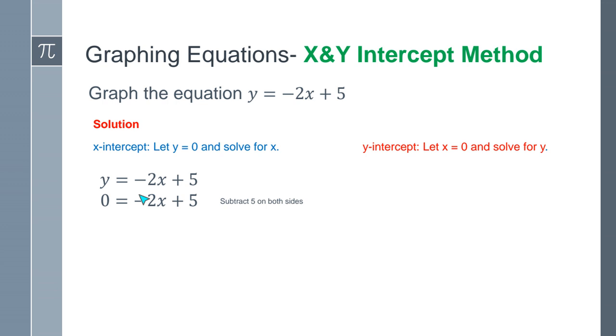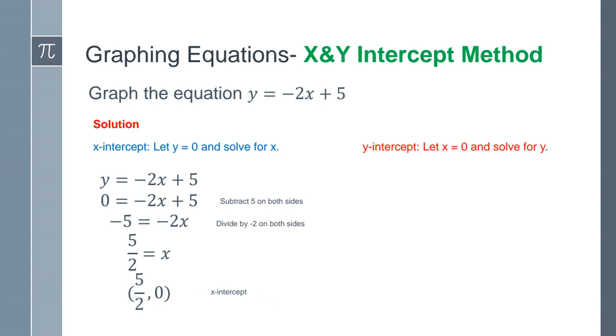Okay, so for example, if we want to graph this using the x and y intercepts, here's my equation: y equals negative 2x plus 5. For the x-intercept, I'm going to let y equal 0 and solve for x. So I'm going to subtract 5 on both sides, and then divide by negative 2. So I get x is equal to 5 halves. So this is my x-intercept.